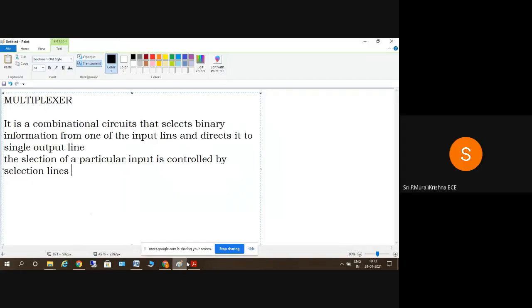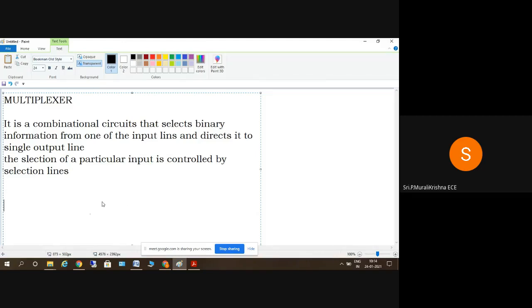So a multiplexer is a combinational circuit that selects the binary information from one of the multiple inputs and directs it to a single output line, and the selection of a particular input is controlled by the selection lines. In general, a multiplexer is a multiple-input, single-output device, and the output is one of the multiple inputs. The selection lines will select one among the multiple inputs and direct that input to the output line. That is the function of a multiplexer.